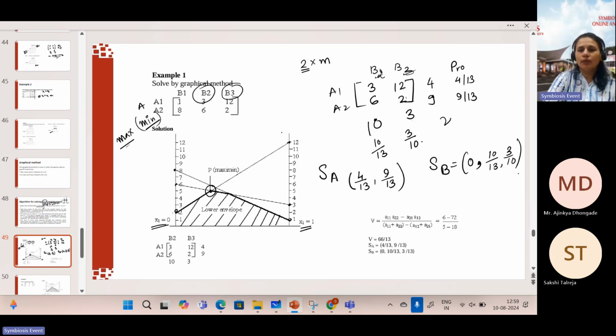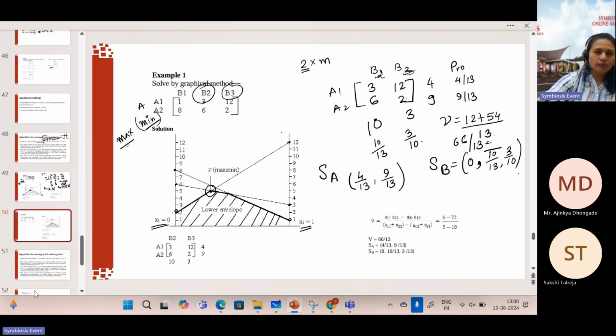Now, value of the game. Now, value of the game, simple. Your 3 times 4, that is 12, minus 6 times 9, 54, divided by the sum of the two. That is 4 plus 9, 13. This is plus 66 by 13. So whatever is your answer. So this is the logic of 2 cross n. Let's see one more question.